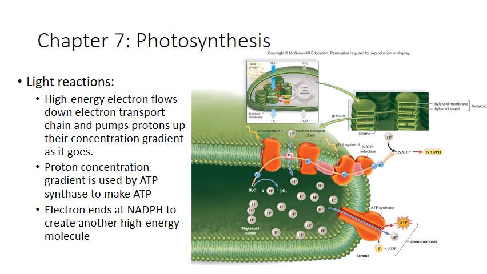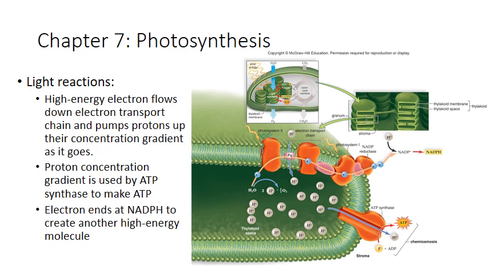That high energy electron flows down an electron transport chain. As it goes from each part of the chain to the next, it loses a little bit of energy, like a ball rolling down a hill. The electron ends at the NADPH. Now you have an energy molecule carrying some of the energy from the high energy electron, and you can send that molecule over to the Calvin cycle to do some useful work.